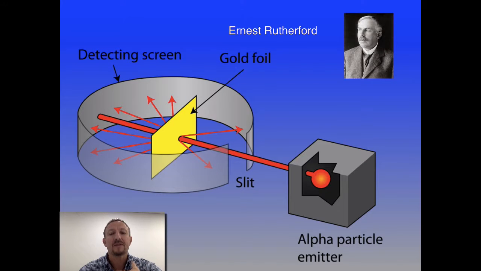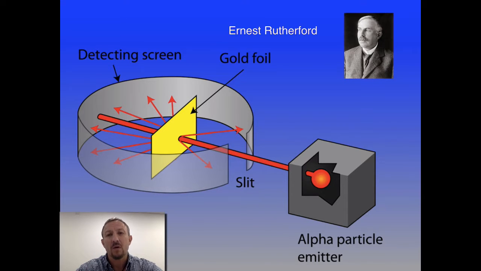Well, we all know about his famous gold foil experiment. What he basically did was get an alpha particle emitter and fire it at very, very thin gold foil, which was only a few micrometers thick. He then had this gold foil stationed inside a detecting screen, which basically had a fluorescent surface.